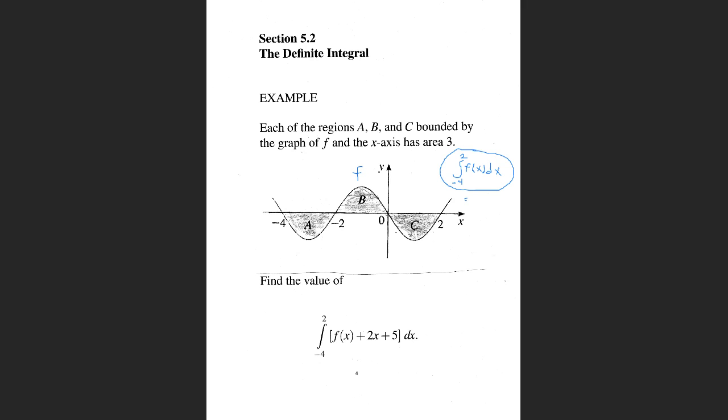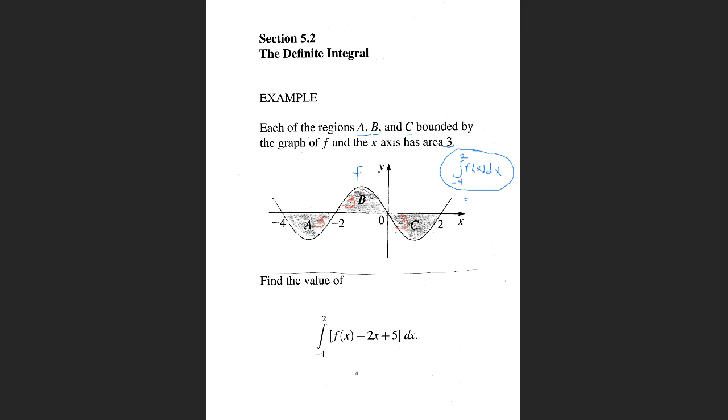And we're told that each of the regions, A, B, C, has area 3. So I'm going to write something in here. I'm going to write a 3 here, a 3 here, and a 3 here. Is that right? Ah, good, that's right. And thank you, Rodrigo.